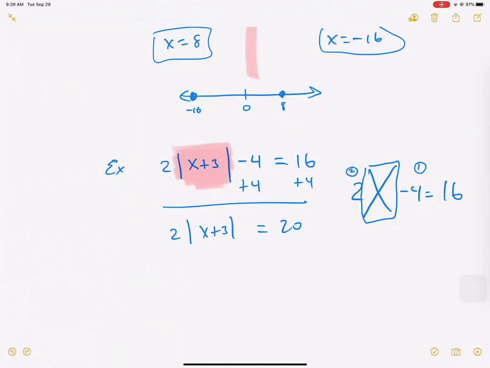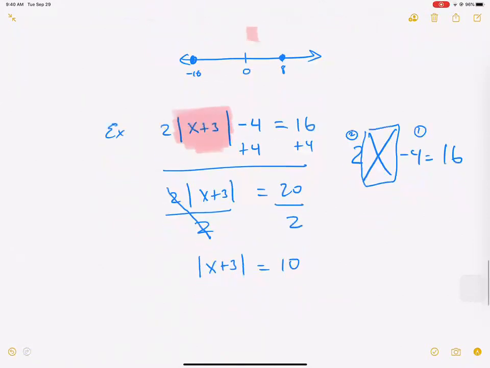Now let's get rid of the 2. What is the 2 doing to the absolute value sign? When numbers are next to a variable, next to an object, it's multiplication. So the opposite of multiply is divide. So we're going to divide both sides by 2. 2 divided by 2, cancel out. Please notice that. 2 divided by 2, cancel out. And then we're left with a nice absolute value of x plus 3 is equal to 20 divided by 2 is 10.